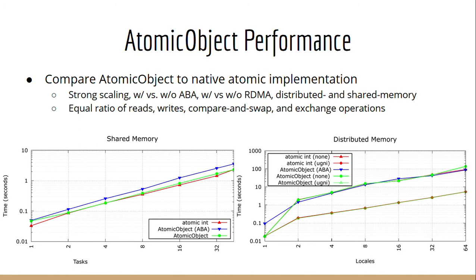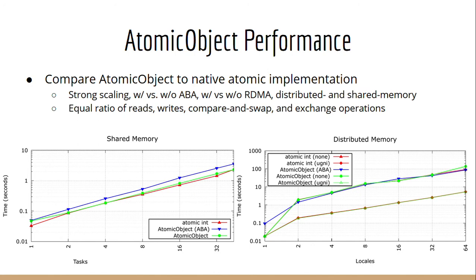Shared memory experiments show that all three of atomic int, atomic object with ABA, and atomic object scale linearly with an increasing number of tasks. Atomic object without ABA protection performs equivalently to Chapel's atomic int, and atomic object with ABA takes the highest amount of time, with a constant overhead.